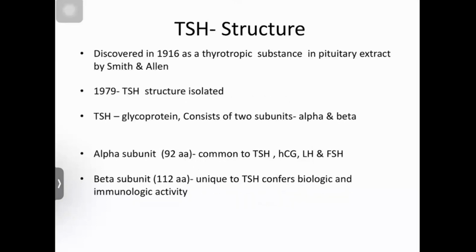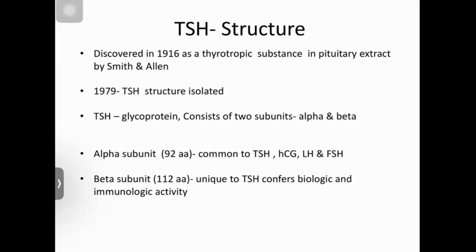The first thing is, before you start on TSH assays, you have to understand the history. It was discovered in 1916 as a thyrotrophic substance from a pituitary extract by Smith and Allen. And it was only in 1979 that we were able to isolate the TSH structure. This is important because now we know that it's a glycoprotein. It consists of two subunits, an alpha and a beta subunit.